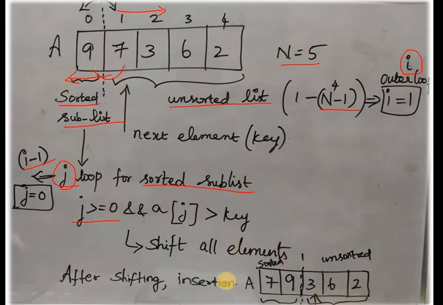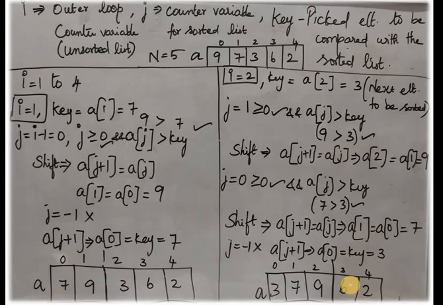After shifting and insertion, you can see our array looks like this: 7 and 9. 9 is shifted and 7 is inserted in the position. Now these two elements, 7 and 9, are in the sorted list, and 3, 6 and 2 are in the unsorted list. Likewise, the insertion sort algorithm will work. We'll see it step by step.